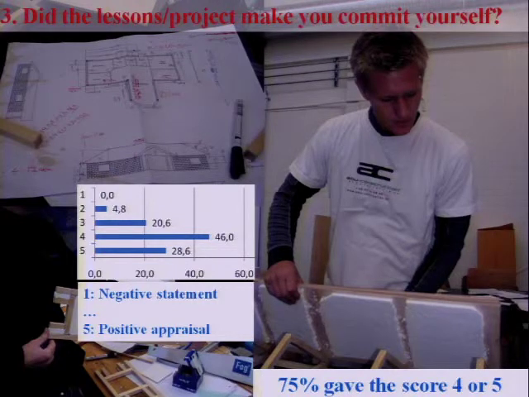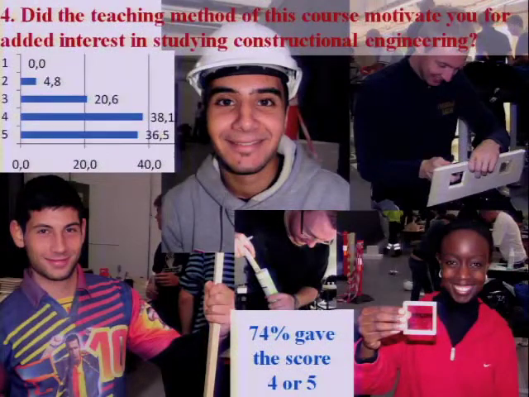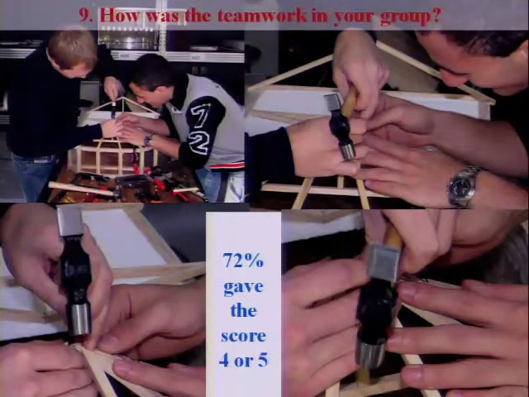And that's if the project makes you commit yourself, so they were very committed to this project. And also, did the teaching method of this course motivate you for added interest for studying construction engineering, which is actually quite important since this is the starting part of the study. And you also see here that 74% gave a score 4 and 5, so that is also a very good result. And how was the teamwork in your group? Also in this case, you can see this is a kind of teamwork. You really trust your company when somebody's hammering down there. So 72% was very satisfied with this.